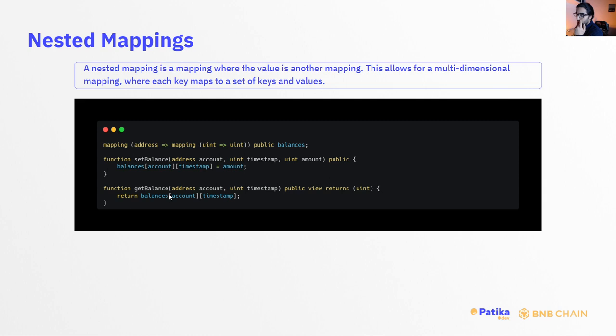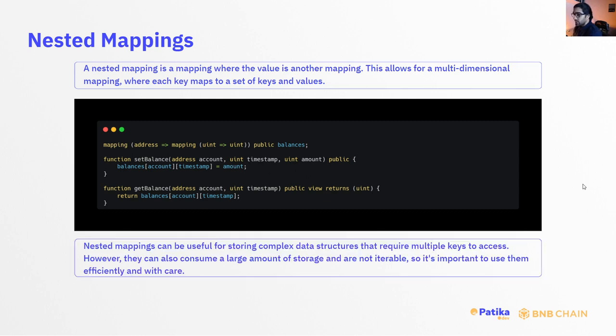And we can also have a get balance function here to get the value of them. For example, balances account timestamp, meaning that we are basically going to this key's value, and in this value we have another mapping, and in this mapping we are going to timestamp, which is specified by this uint, and we want to get this value. Okay. So nested mappings can be useful for storing complex data structures that require multiple keys to access. However, they can also consume a large amount of storage and are not iterable. So it's important to use them efficiently and with care.